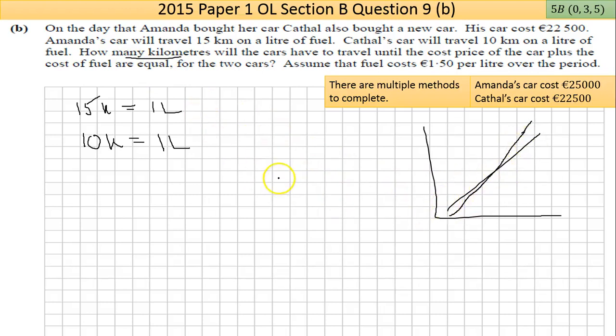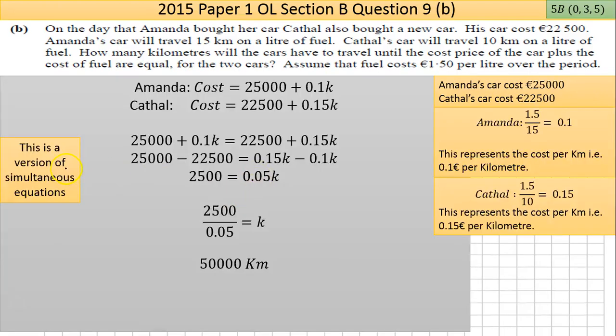So you have to set up two linear equations, okay, and what's the answer here? If you think about Amanda's car, the cost of her car equals 25,000 plus 0.1 for every kilometre driven. Okay. Now you got that by dividing the 1.5 by 15. So that represents 10 cents for every kilometre. Okay, 1.5 euro divided by 15. Then the same thing with Cathal. Now here's 1.5 euro for every 10 kilometres. So he's paying 15 cents per kilometre. So k represents the number of kilometres driven. Okay, so if you put in 1,000, it's going to cost her whatever. So 1,000 is going to cost Cathal whatever.